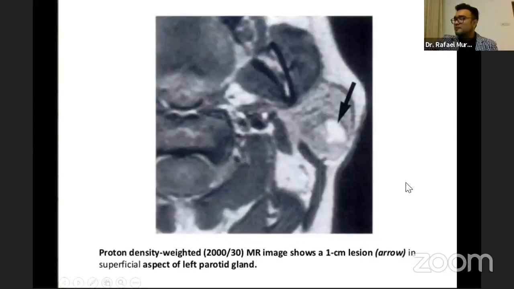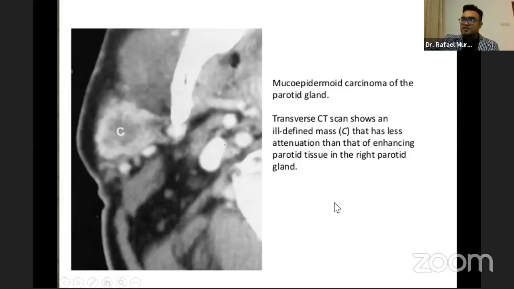Next slide, please. This is a proton density weighted MRI image. It shows a lesion in the superficial aspect of the left parotid gland. Next slide, please, sir. This is a malignant neoplasm. In case of malignant neoplasm, we should consider mucoepidermoid carcinoma, adenoid cystic carcinoma, and acinic cell carcinoma. These are the main three entities.